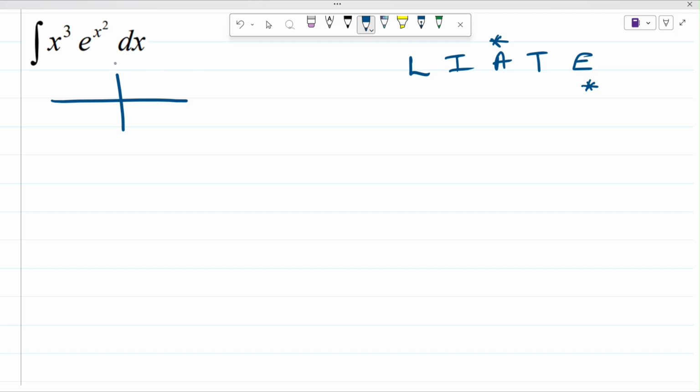Now, if we were to follow the LIATE rule directly here, we're going to put our x cubed here, because it's the one that comes first, and then our exponential function comes last. You understand? So look at it. We can differentiate x cubed, it's going to be 3x squared, right? That's true. But how about e to the power x? Can we integrate it? Definitely no. We have a big problem.